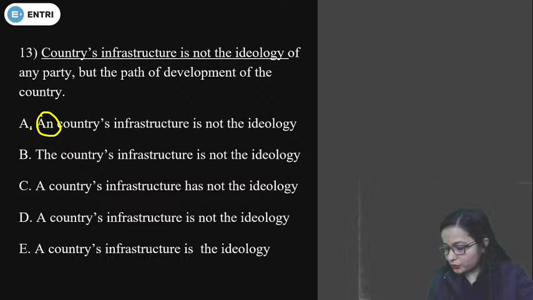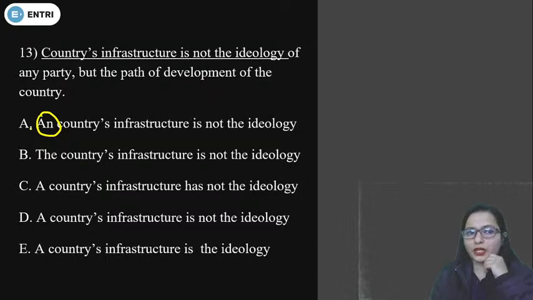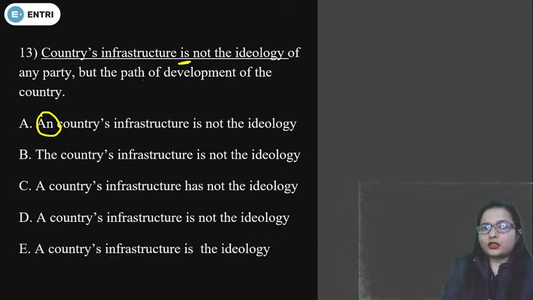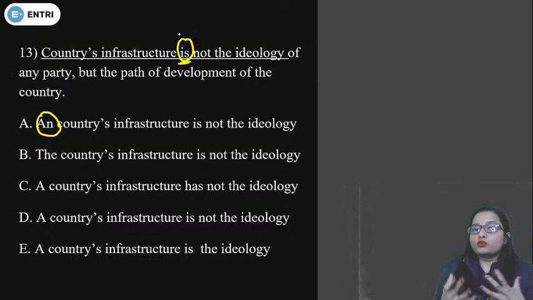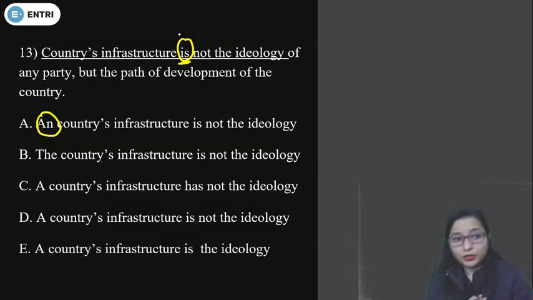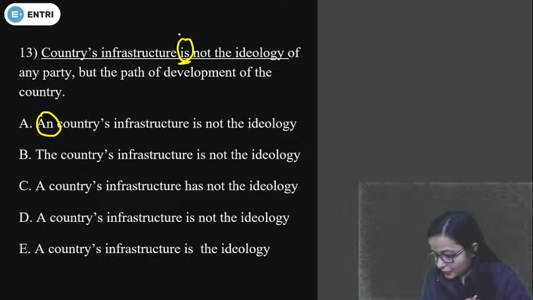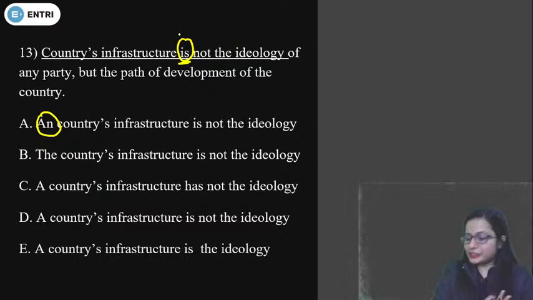What about other students? What do you think about this question? Country's infrastructure is not the ideology of any party. Do you think that this usage is incorrect here? First of all, let me know. Okay, you're saying D. Okay, let us see, is it correct or not?